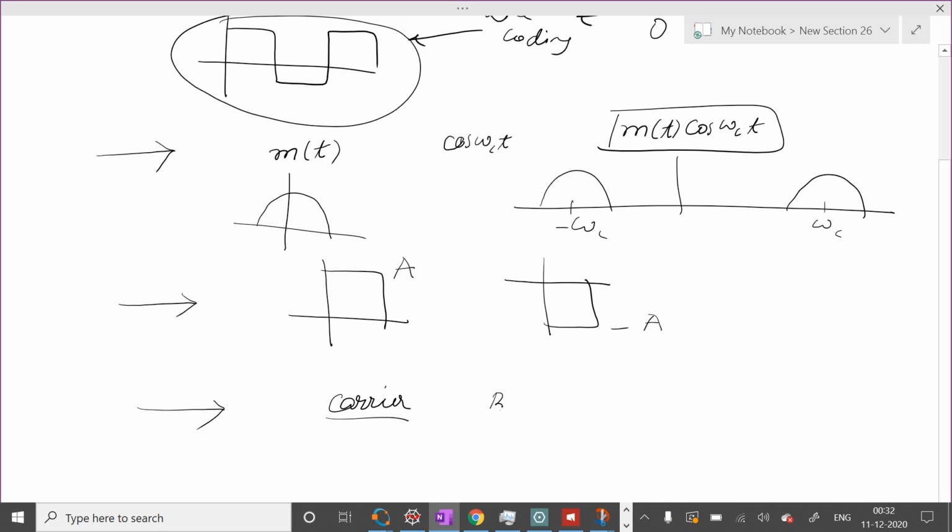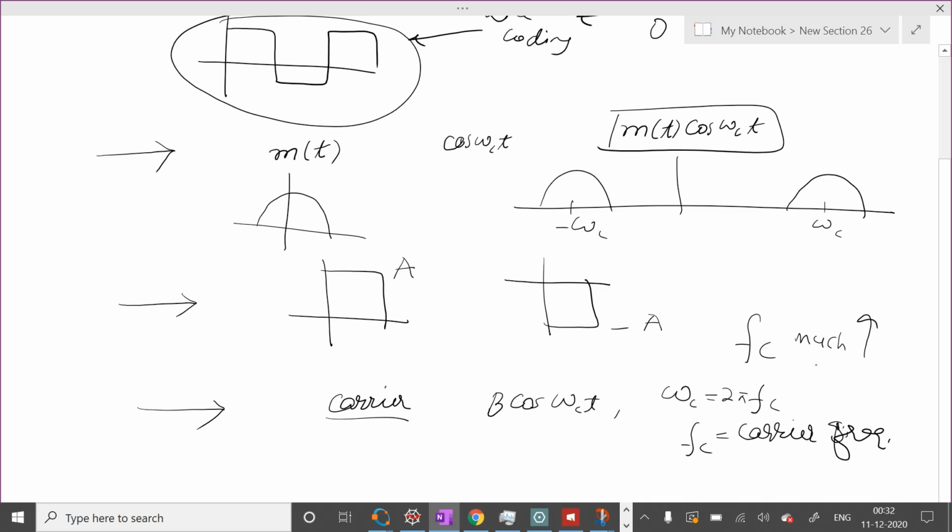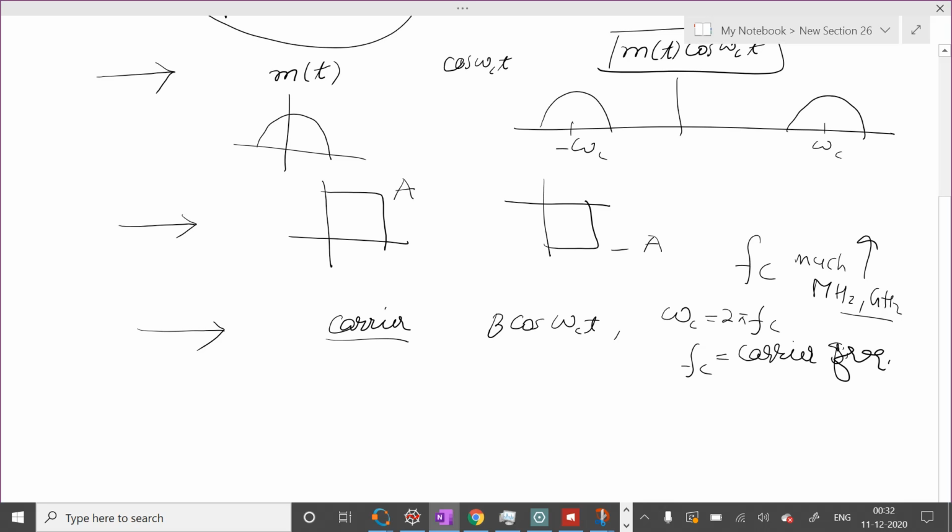Suppose for the carrier we take some b cos omega ct, where omega c is 2 pi fc. Fc is also called the carrier frequency, and this fc is quite high, so fc is much higher, it can be in the range of megahertz or even gigahertz. Okay, now let's say it is b cos omega ct.